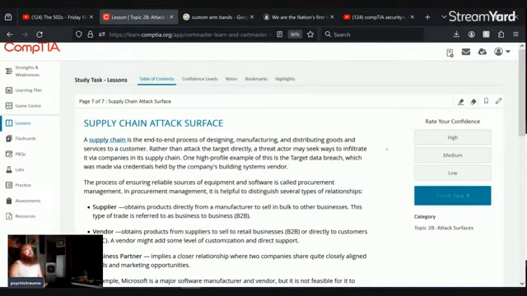All right. Supply chain attack surface. A supply chain is the end-to-end process of designing, manufacturing, and distributing goods and services to a customer. Rather than attack the target directly, a threat actor may seek ways to infiltrate it via companies in its supply chain. One high-profile example of this is the Target data breach, which was made via credentials held by the company's building systems vendor. The process of ensuring reliable sources of equipment and software is called procurement management. In procurement management, it is helpful to distinguish several types of relationships.